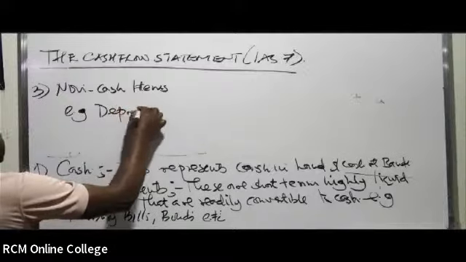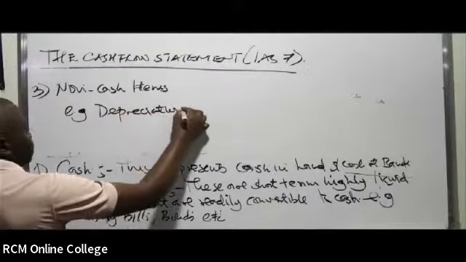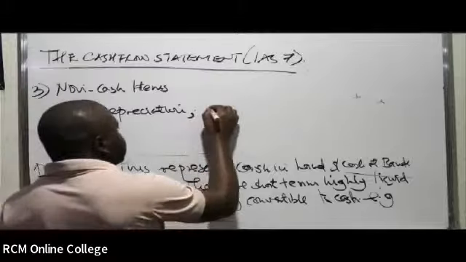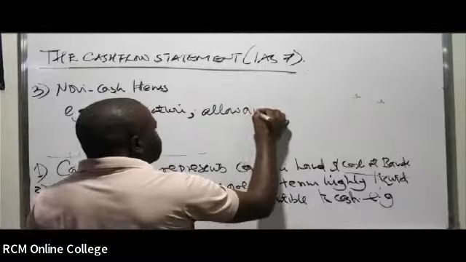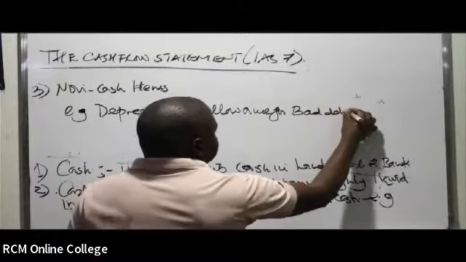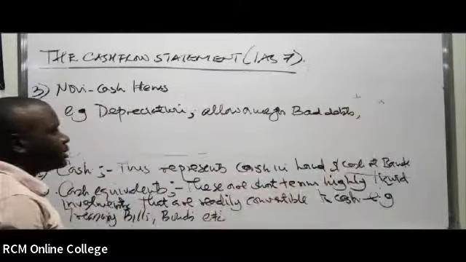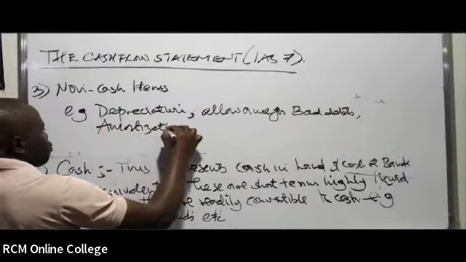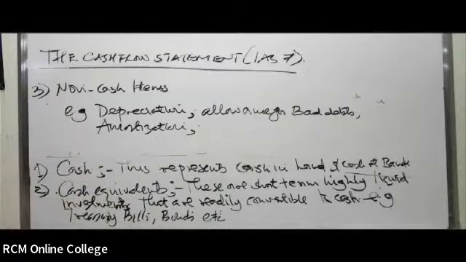For example, depreciation, allowance for bad debts, amortization. So they are like expenses, but they don't actually involve a real outflow of cash.